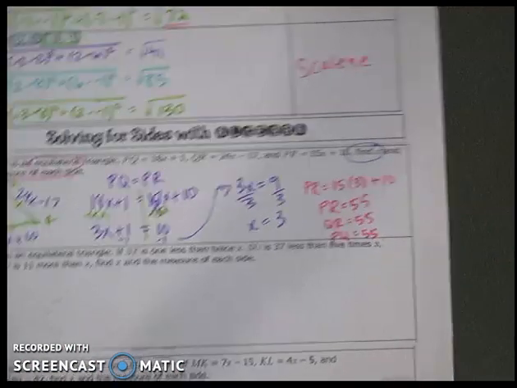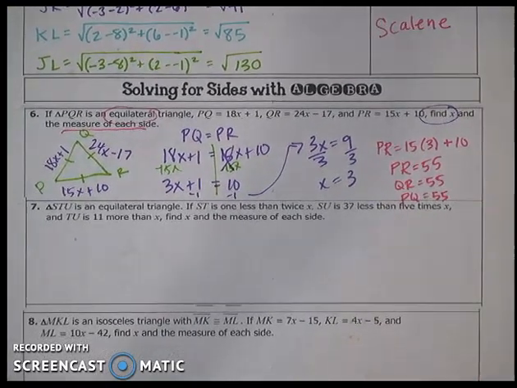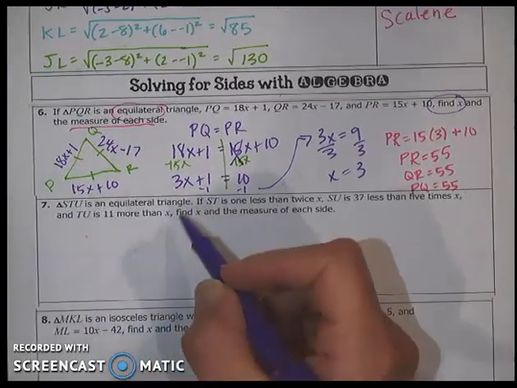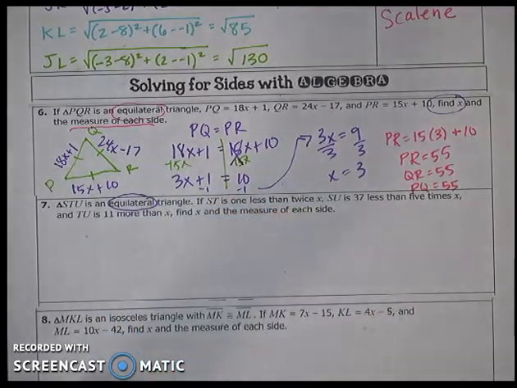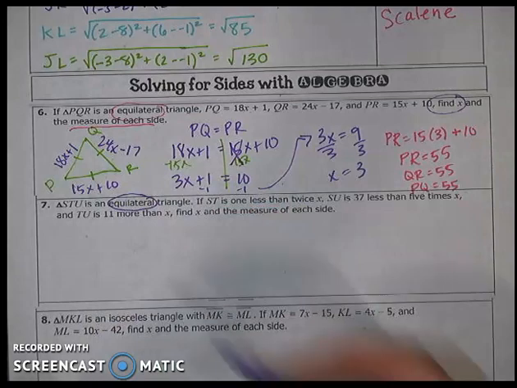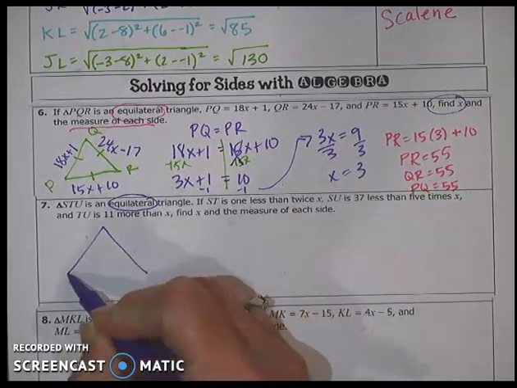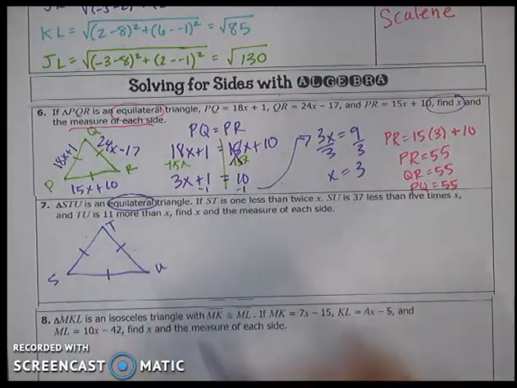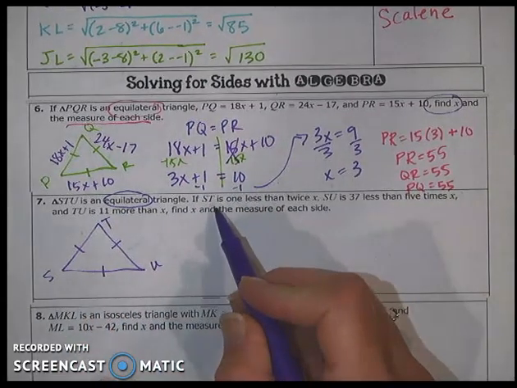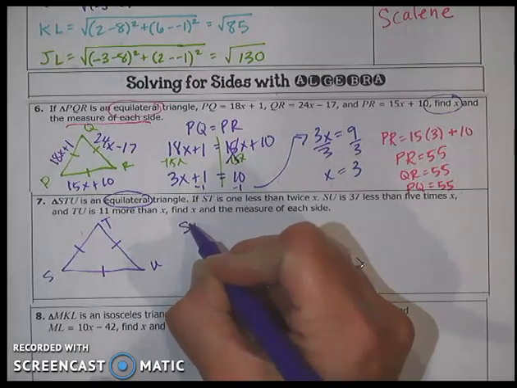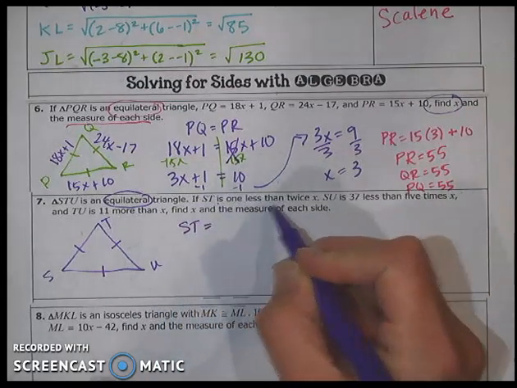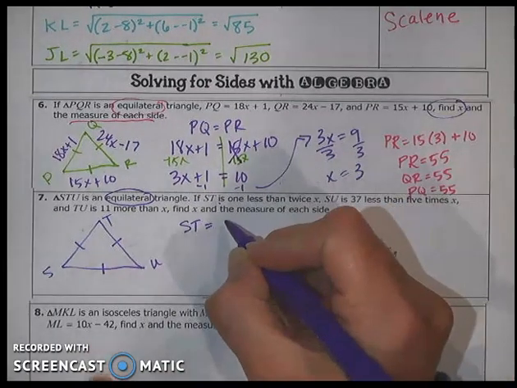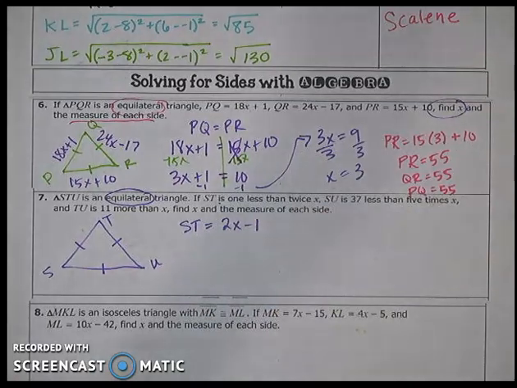Number 7 on here, and I know the numbers are off, but it is what it is. This says that triangle STU is an equilateral triangle, so it also tells us that all the sides are the same. So STU, and they're all the same. And it tells us that ST is 1 less than twice x. 1 less than twice x. So 2 times x minus 1.